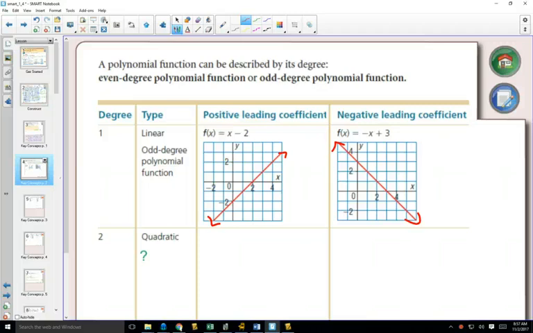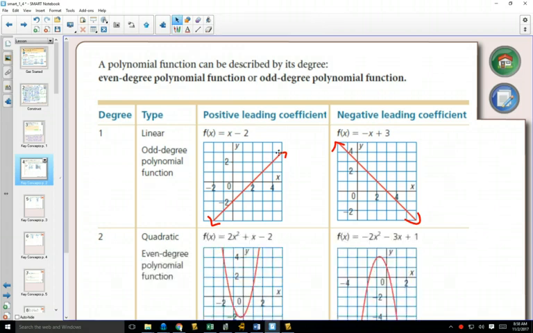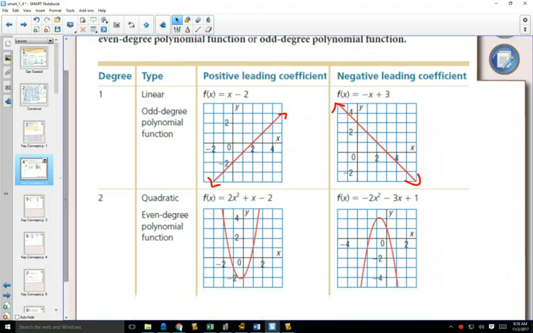The very first kind of odd degree function is a line. You've already done that like that. Lines act very much like lines. Makes sense? So if you have a positive leading coefficient, it goes up from left to right. A negative leading coefficient, down from left to right. You've done that before. We've done quadratics before. If you have a positive leading coefficient, it opens up. A negative leading coefficient, it opens down.